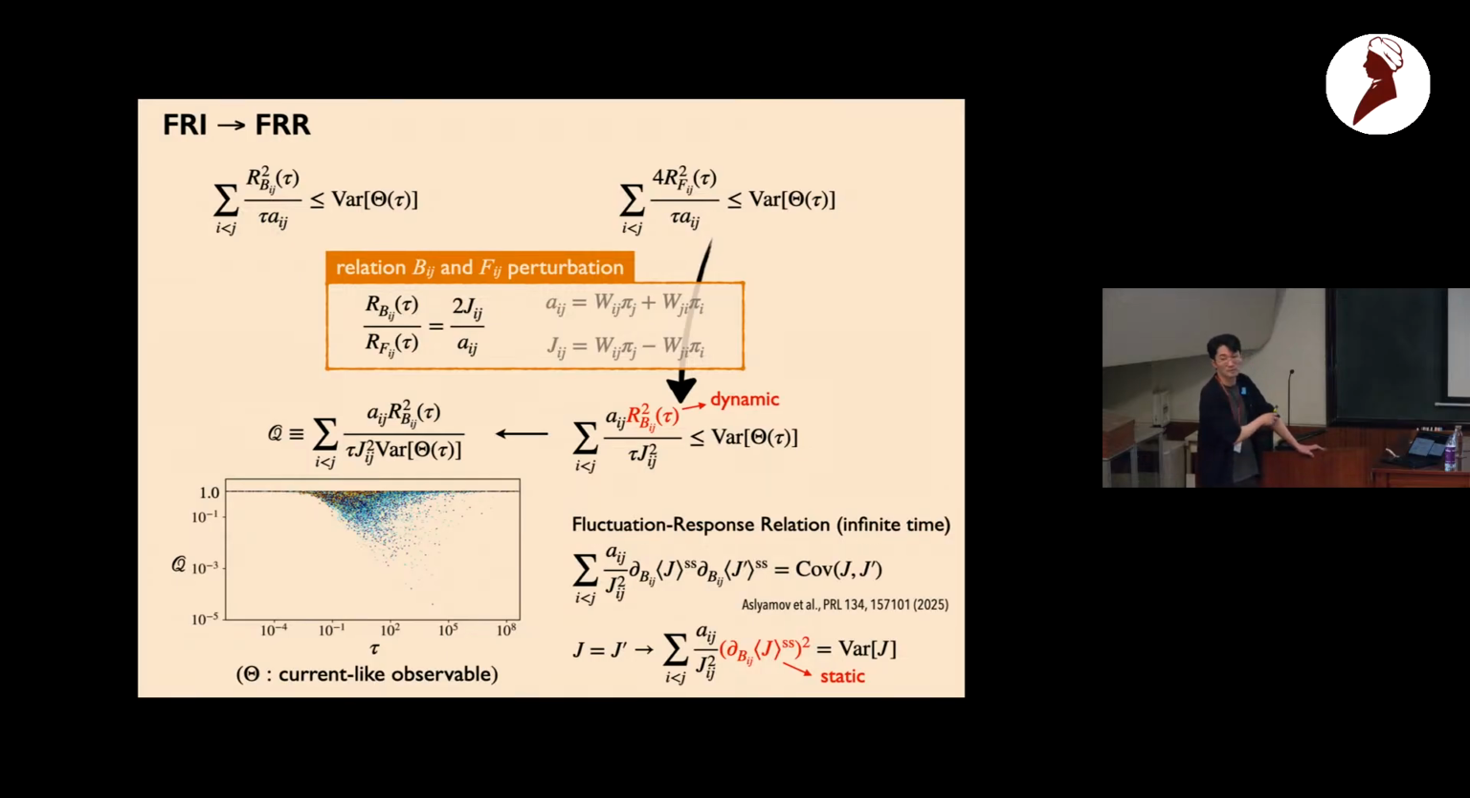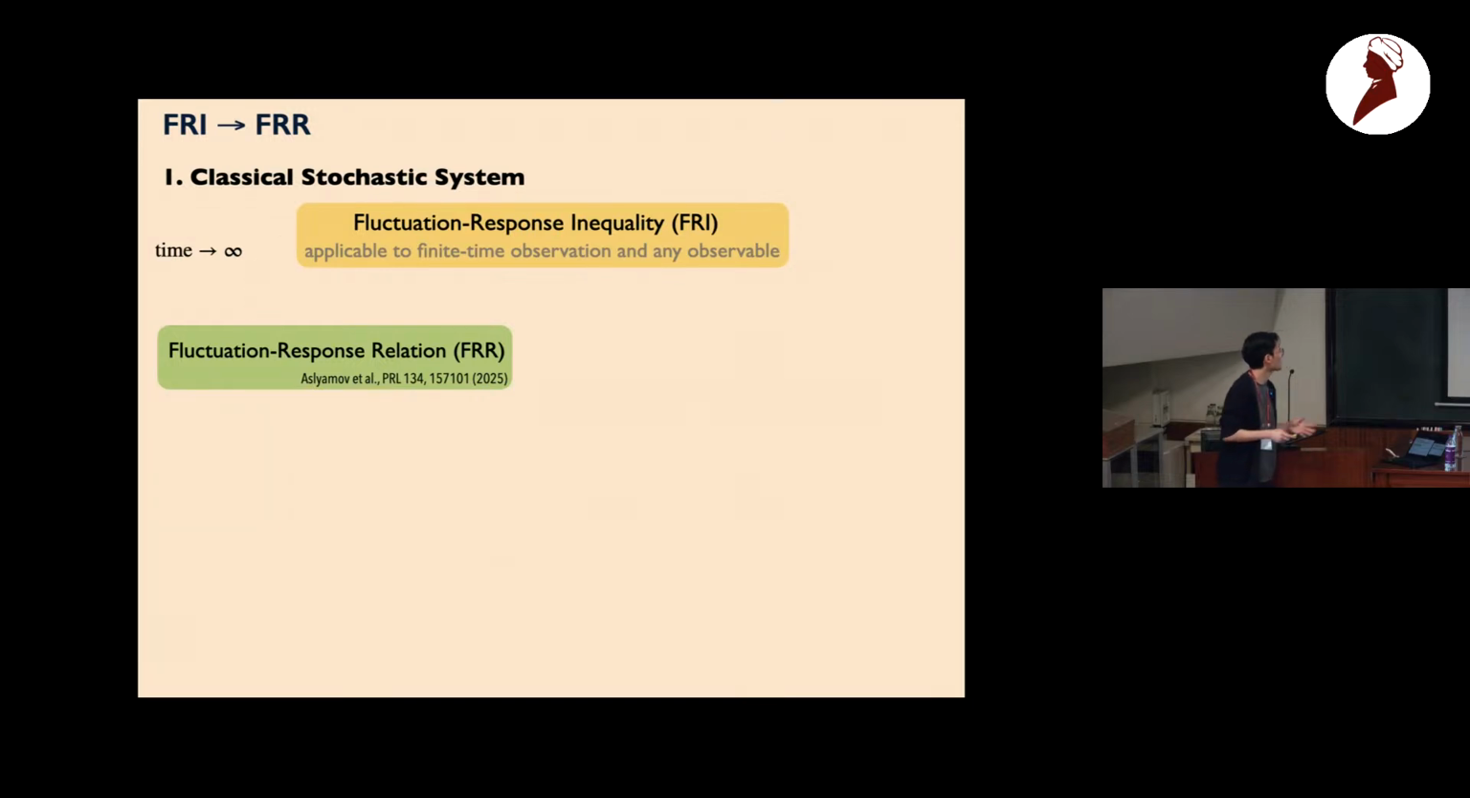Here we use the current-like observable. And there is one interesting point here. If we look at this regime, this is a large time regime. Then all data points collapse to the bound here. That means even though this is an inequality, for the large time limit, this inequality goes to equality. This is actually consistent with the previous result. The equality holds for the infinite time limit. That means our bound, our inequality, goes to equality in the large time limit, a consistent result. And we also found one more interesting point here. For the small time limit, this inequality also becomes equality, okay? So far, I've talked about the fluctuation response inequality, and this inequality becomes equality in the infinite time limit.